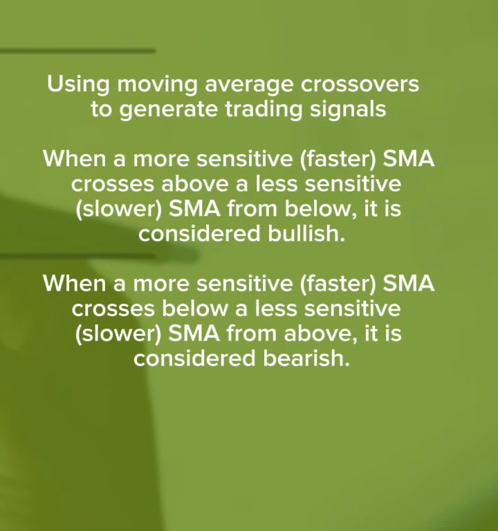Using moving average crossovers to generate trading signals. When a more sensitive, faster SMA crosses above a less sensitive, slower SMA from below, it is considered bullish. When a more sensitive, faster SMA crosses below a less sensitive, slower SMA from above, it is considered bearish.